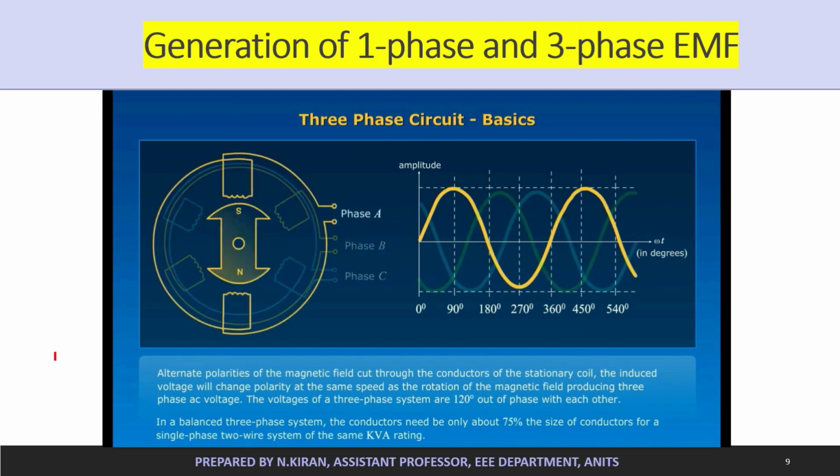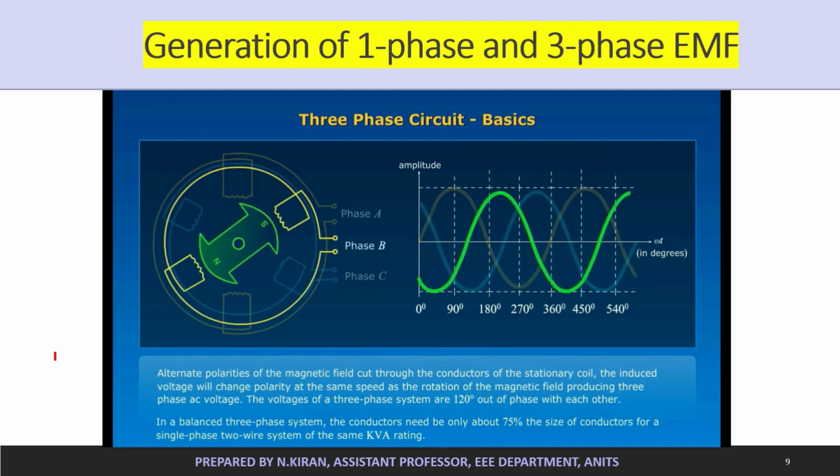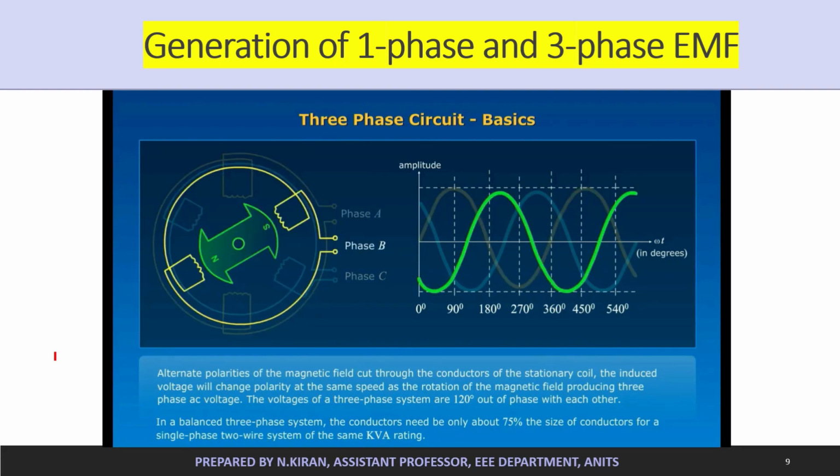When compared at the same kVA rating, a balanced three-phase system needs only 75% of the size of the conductors when compared to the single-phase system.